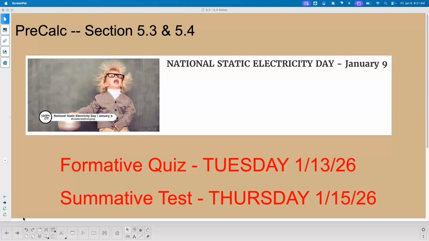So just a couple of reminders as we wrap up 5.3.5.4 here. We're going to take a formative on Tuesday, along with getting questions and all that stuff answered on Tuesday also. Sophomores and juniors on Tuesday, we will also be doing course selection sheets for next year, and having that ready to go, all that fun stuff.